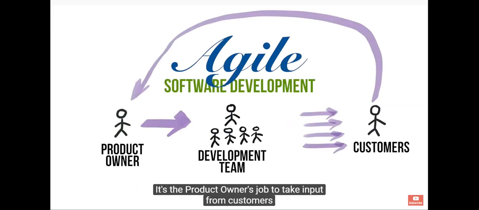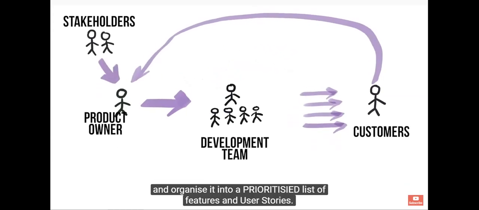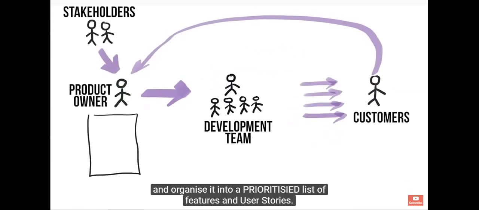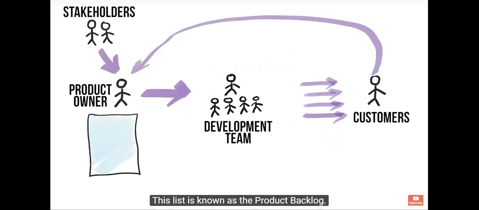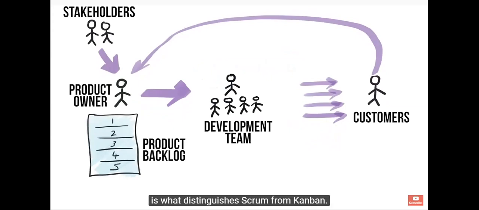It's the product owner's job to take input from customers and from other stakeholders and to organize it into a prioritized list of features and user stories. This list is known as the product backlog. Now, what happens between the product backlog and the customer is what distinguishes Scrum from Kanban.